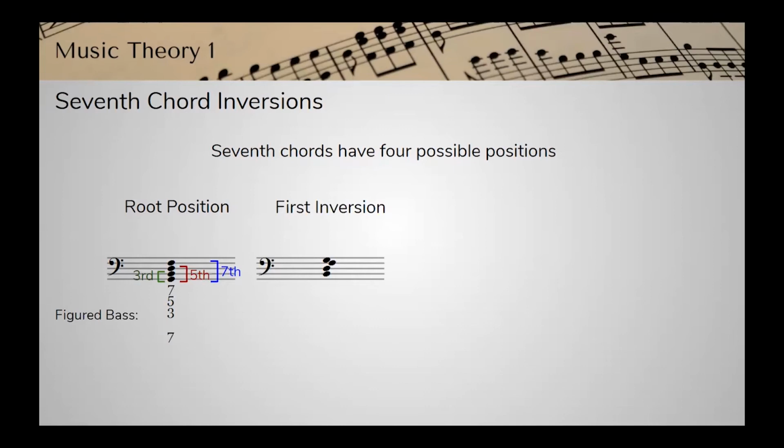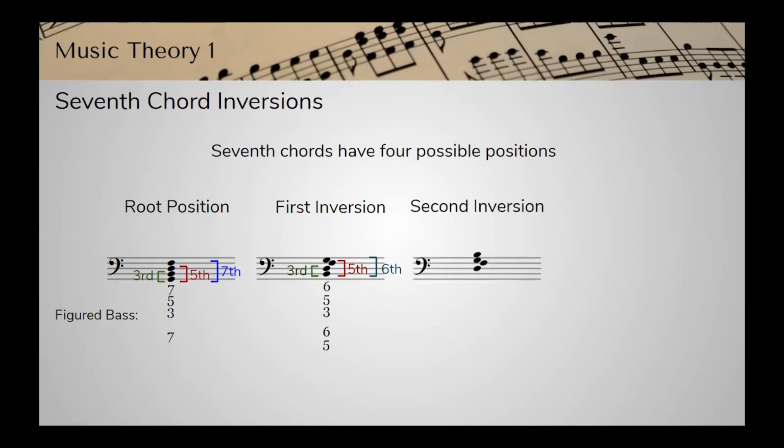But now the third is in the bass. So the intervals in this inversion are a third, a fifth, and a sixth. So it's actually pretty close to what we had before, but now the sixth is the seventh, or the seventh is the sixth. And so the full figured bass would be a 6-5-3. And we'll often leave out the 3 and just write 6-5. So if you see a note with a 6-5, that means they're writing a first inversion seventh chord.